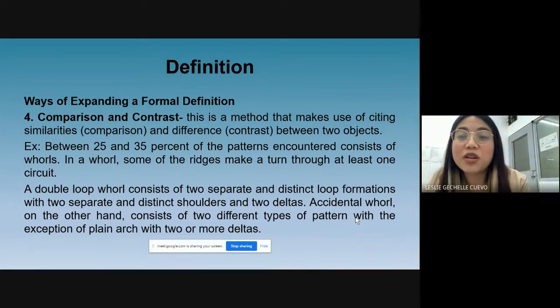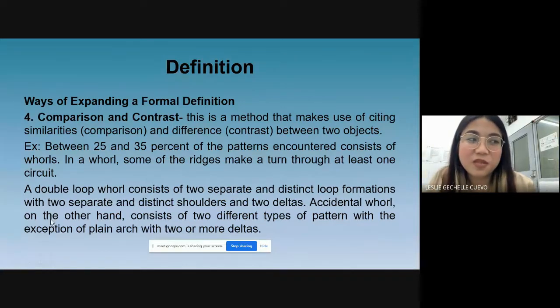A double loop whorl consists of two separate and distinct loop formations with two separate and distinct shoulders and two deltas. Accidental whorl, on the other hand, yun naman, contrast naman, consists of two different types of patterns with the exception of plain arch with two or more deltas. Okay?